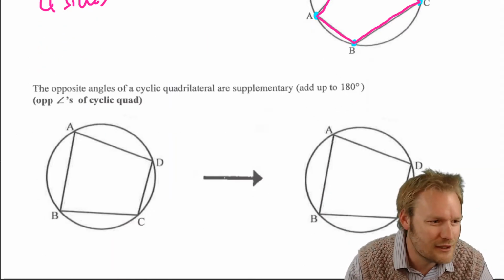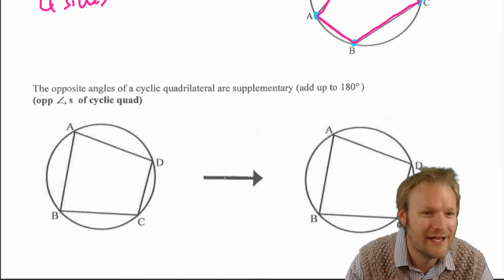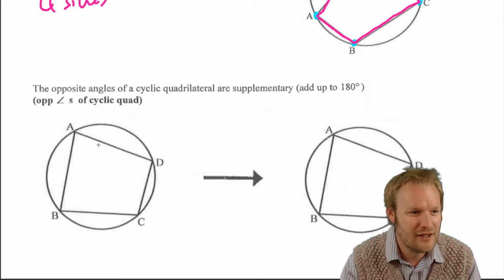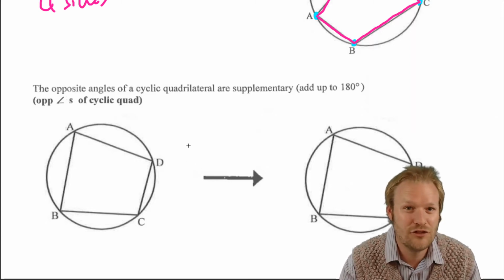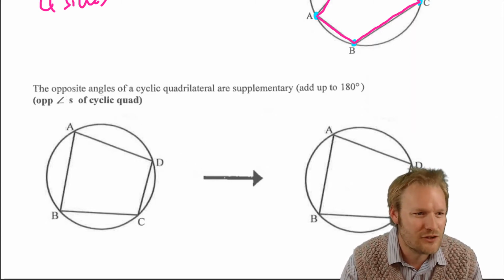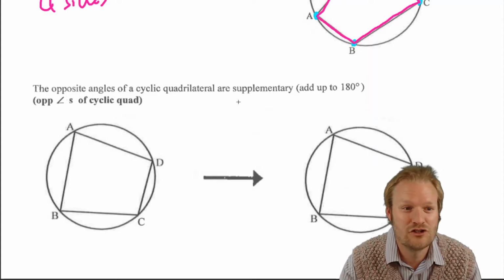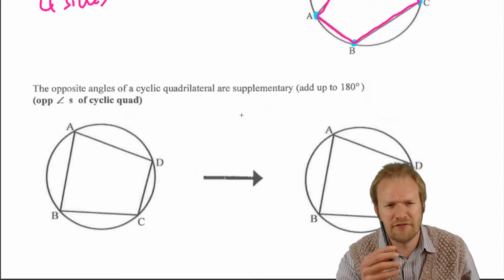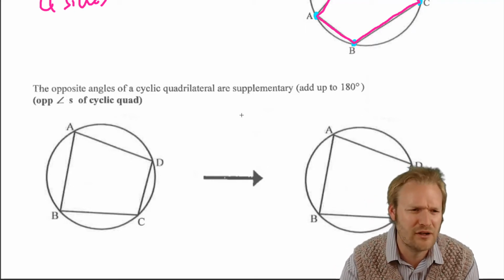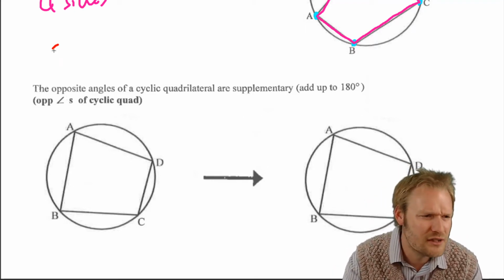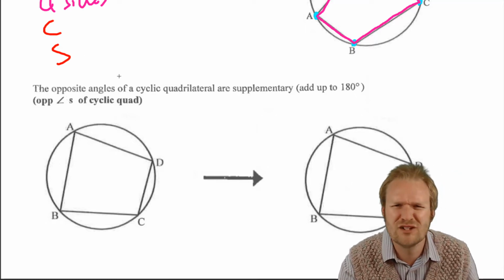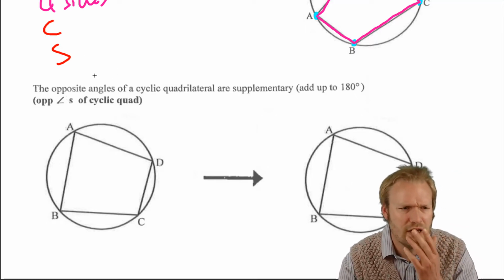Now, here we are. We've got a cyclic quadrilateral, and our first of two theorems says that the opposite angles of a cyclic quadrilateral are supplementary. Now, just out of interest, do you have any sort of way of remembering which one's supplementary and which one's complementary? Which one means which?